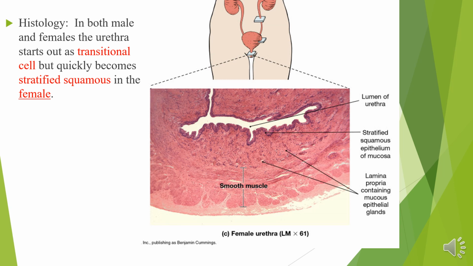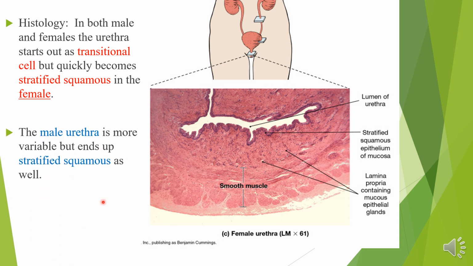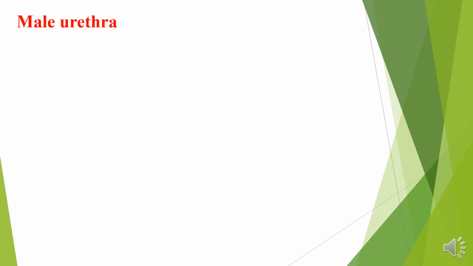Histologically, both male and female urethra start out as transitional epithelium but quickly become stratified squamous epithelium in case of the female. In this diagram you can appreciate the stratified squamous epithelium of the female urethra, and outside this is the lamina propria containing mucous glands, and then the smooth muscle cells. The male urethra is more variable but ends up as stratified squamous epithelium as well.